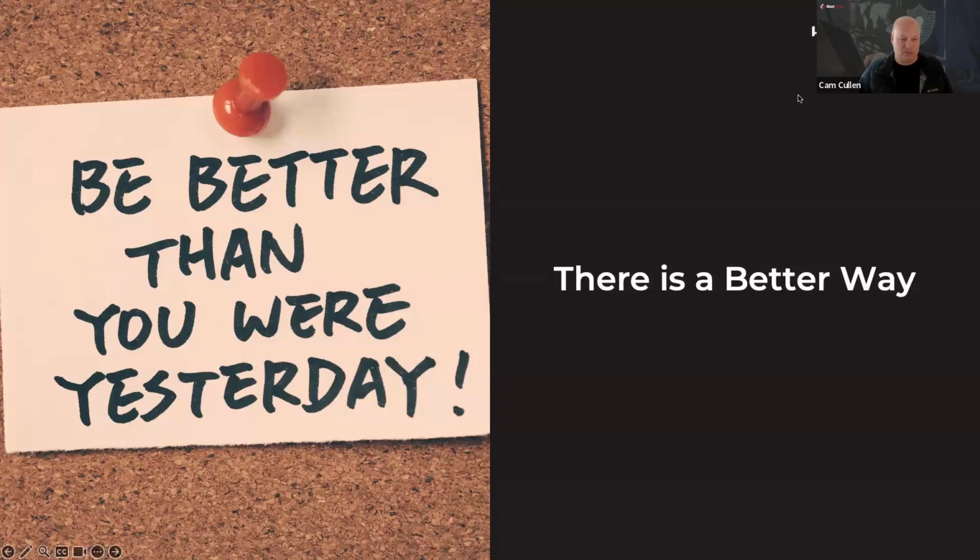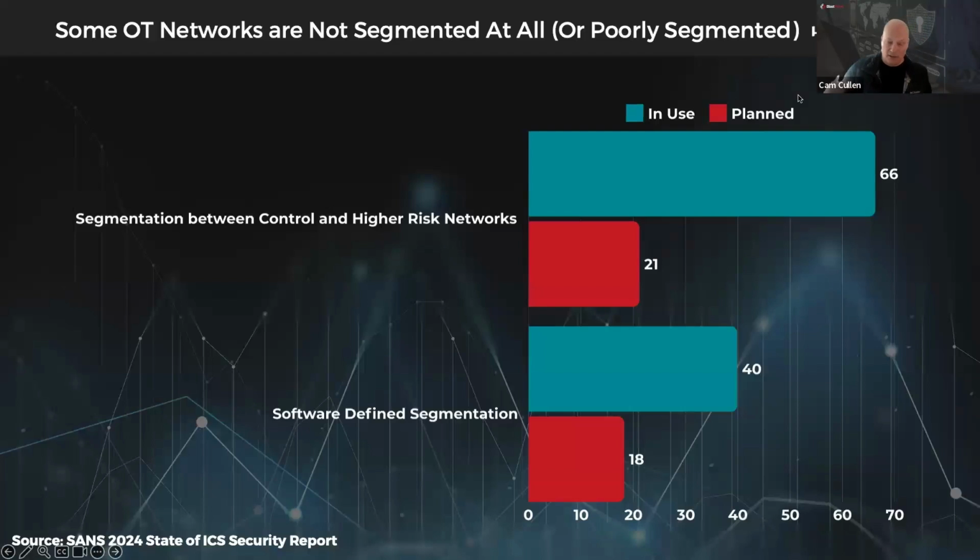And although that sounds complicated, if you take a look at what people are actually implementing in the SANS report, 66% of people say they have done segmentation between control and higher risk. 21% say they have planned. And what we want to talk about today is software-defined segmentation, and specifically with BlastWave, zero trust software-defined segmentation. 40% of the people say they are doing that today.